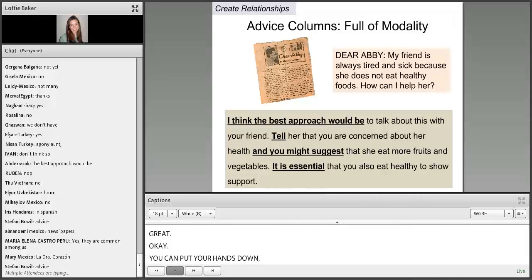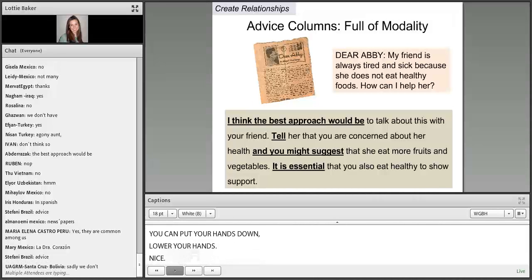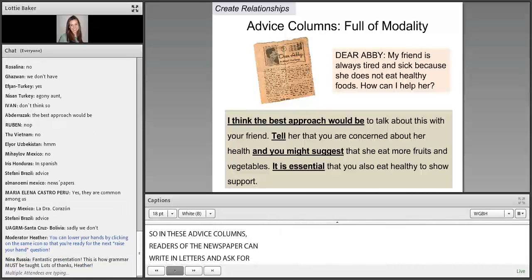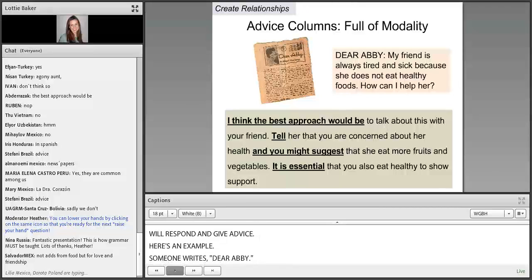Nice. So in these advice columns, readers of the newspaper can write in letters and ask for advice. And then a columnist, someone who writes for the newspaper, will respond and give advice. So here's an example. Someone writes, Dear Abby. And Abby is the name of the person who gives the advice at the newspaper. So she says, Dear Abby, my friend is always tired and sick because she does not eat healthy foods. How can I help her?